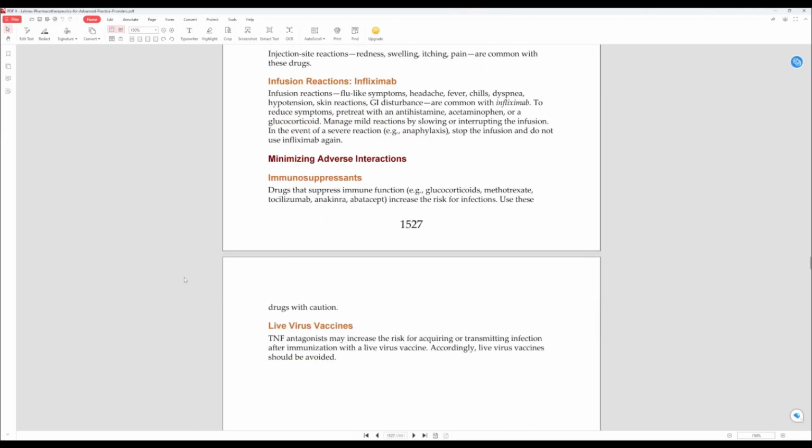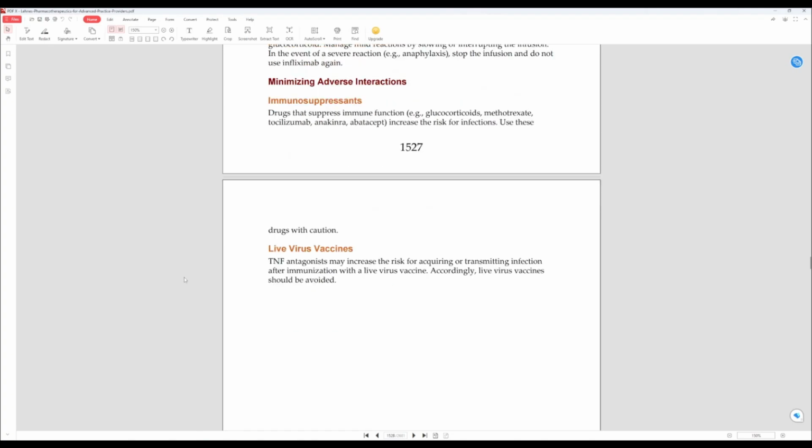Infusion reactions to infliximab. Infusion reactions, those flu-like symptoms, headaches, fevers, chills, dyspnea, hypotension, skin reaction, GI disturbances are very common. To reduce those symptoms, pre-treat with an antihistamine, Tylenol, or a glucocorticoid. Manage mild reactions by slowing or interrupting the infusion. In the event of a severe reaction such as anaphylaxis, stop the infusion and do not use the medication again.